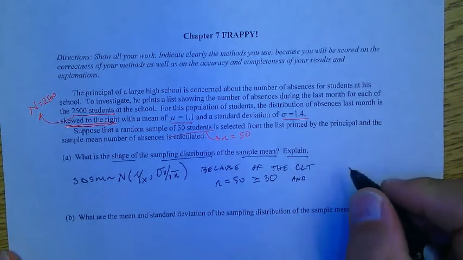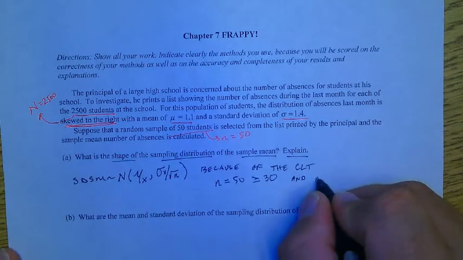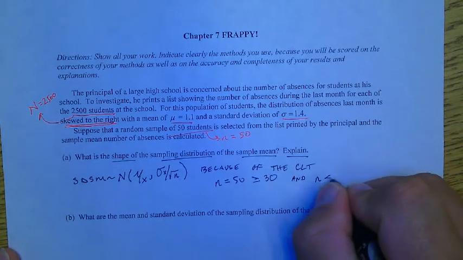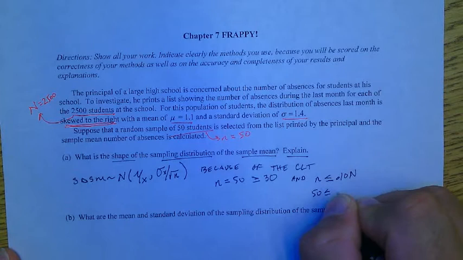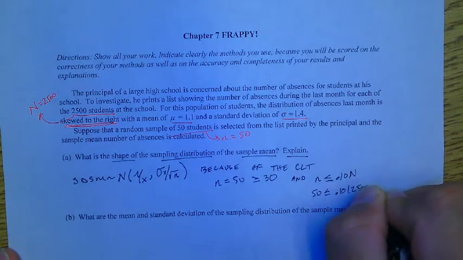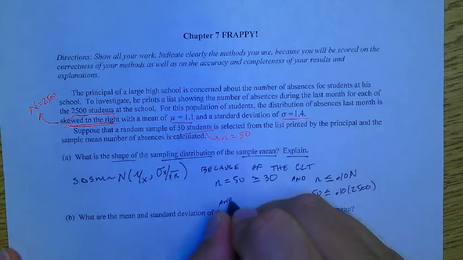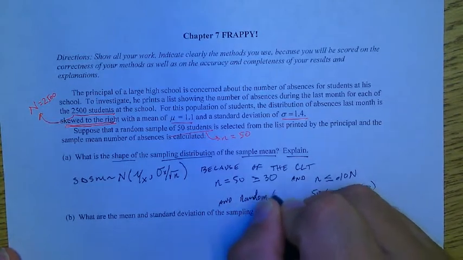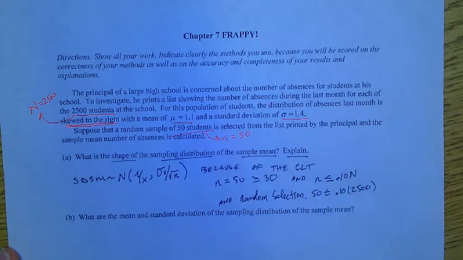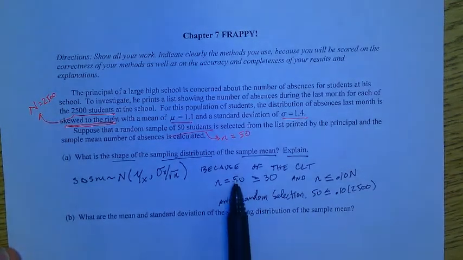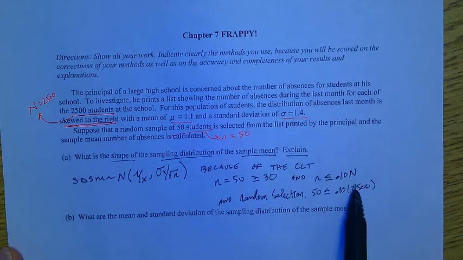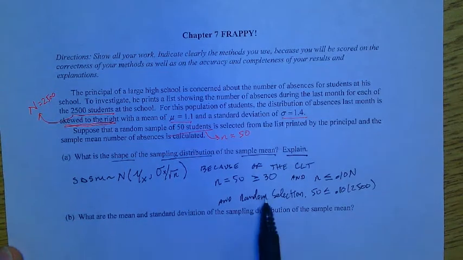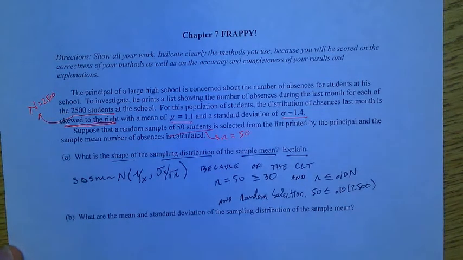And note that we also have our sample size less than or equal to 10% of our population, that 50 is less than or equal to 10% of 2,500. And we also have random selection. So the approximately normal comes from our central limit theorem. The sample size issue is for our standard deviation. Random selection we always need to have. Okay, so that's the shape of our sampling distribution.